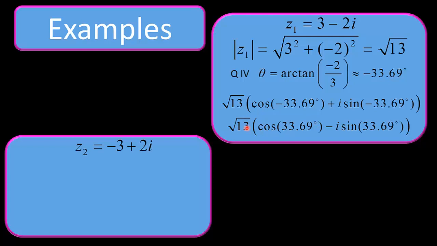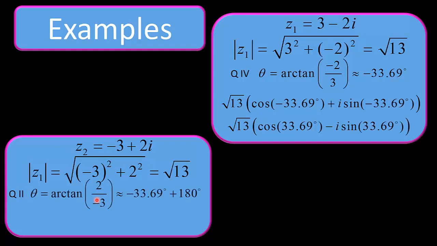Okay, now let's look at this complex number. Now this complex number has the same magnitude, but here's the thing. This one is in quadrant 2, see? We go to the left 3 and up 2. That's clearly in quadrant 2. We have to be careful because arctan is not going to give us the angle that we need. Let's look at this. This gives us that arctan is negative 33.69. That's in quadrant 4. That worked for z1, but not for z2.